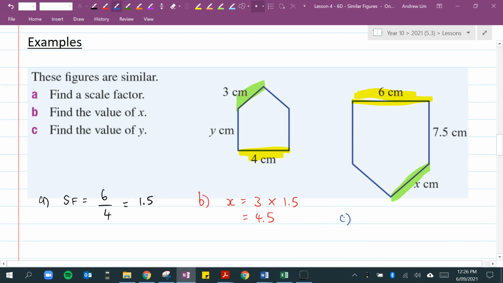And for question C, y is here. Which side corresponds to that on the other figure? It's this one here, the 7.5. Because y is part of the smaller figure, I'm going to take the larger corresponding side, the 7.5, and divide it by the scale factor. And that's going to equal 5. So y is equal to 5. Okay?